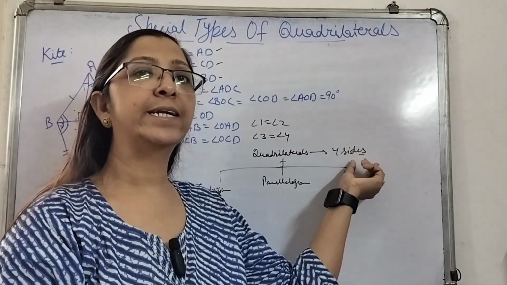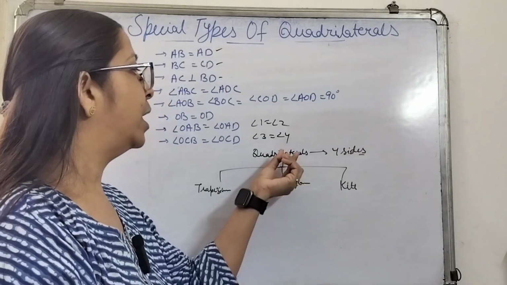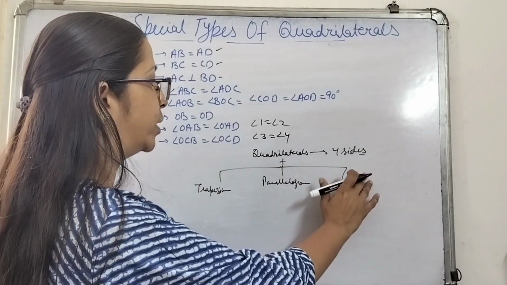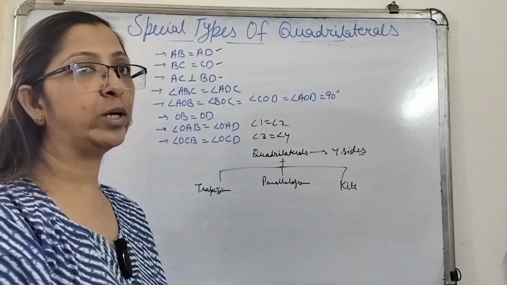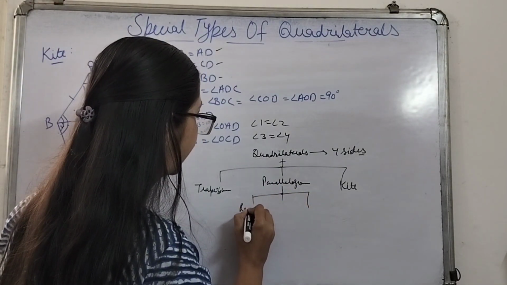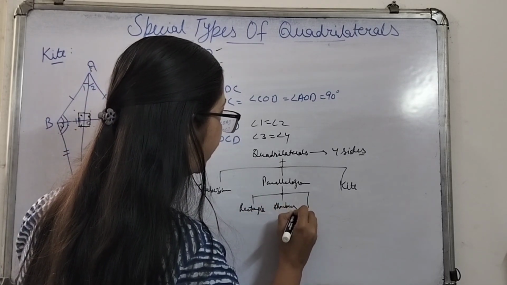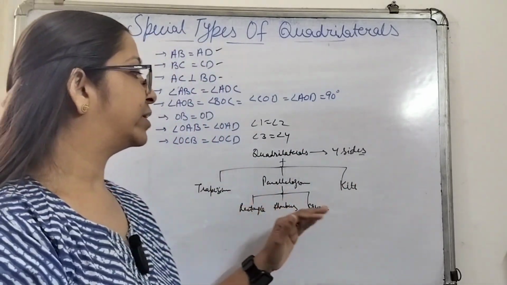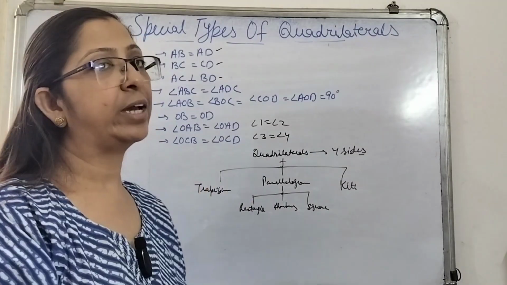Quadrilaterals are four-sided polygons, right? That means figures which are made up of only line segments and are closed. So all these will be quadrilaterals. Trapezium, parallelogram and kite are the three types of quadrilaterals. Under the category of parallelograms, we again have the rectangle, which is a type of parallelogram. We have the rhombus, again a type of parallelogram, and the square. So this is all we have discussed in this video. All the properties of all these figures we have discussed.